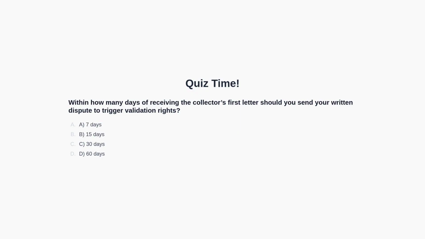Question: within how many days of receiving the collector's first letter should you send your written dispute to trigger your validation rights? Options are A. 7 days, B. 15 days, C. 30 days, D. 60 days. You may pause the video now to think about the answer. We will discuss the answer in the next section.